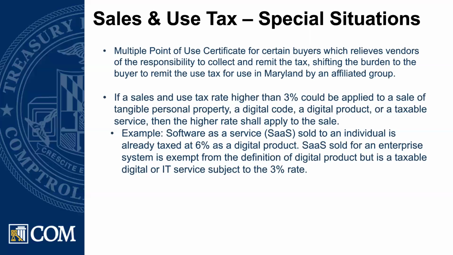If a sales and use tax rate higher than 3% can be applied to a sale of tangible personal property, a digital code, a digital product, or a taxable service, then the higher rate shall apply in that case. So for example, software as a service sold to an individual is currently taxed at 6% as a digital product. Software as a service sold for an enterprise system is currently, before July 1st, exempt from the definition. Well, it's still going to be exempt from the definition of a digital product. But with the passage of this law, it is now a taxable digital or IT service. So software as a service sold for an enterprise system will be taxable at the 3% rate.